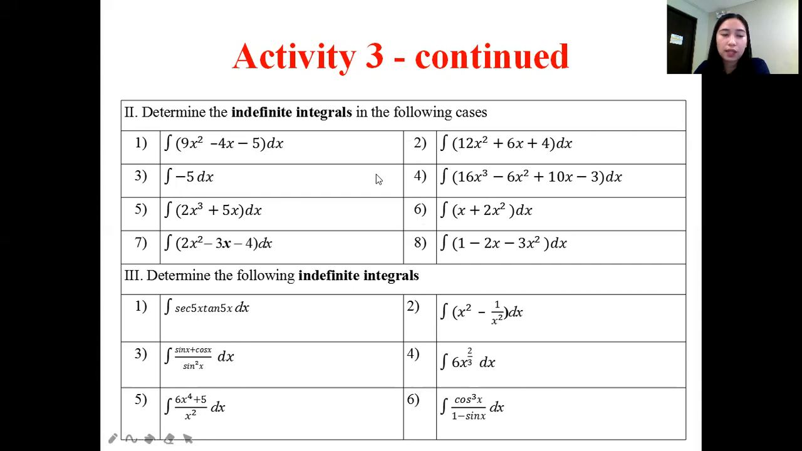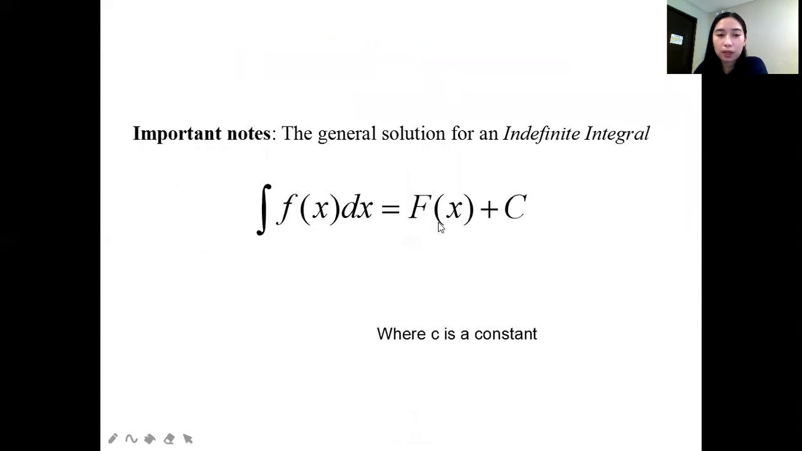For the part 2 of this activity is to determine the indefinite integrals in the following cases. So given 8 problems sa part 2, and for the part 3 given na may 6 problems to solve. Practice solving. So naa na tayo simple trigonometric na mga functions i-apply din sa activity number 3. So that's all for our topic number 1.